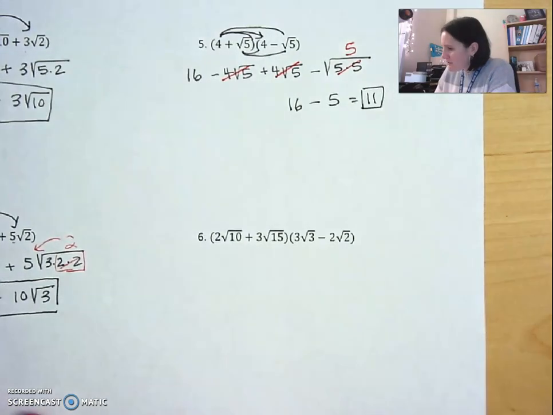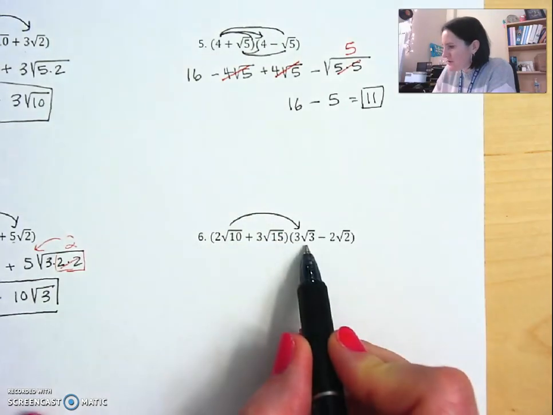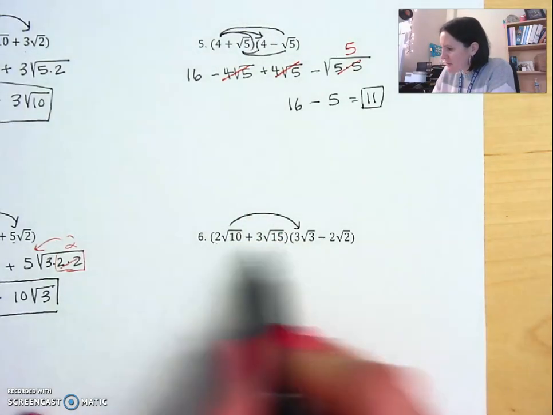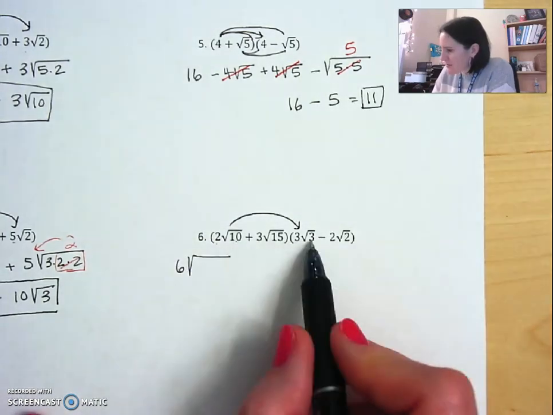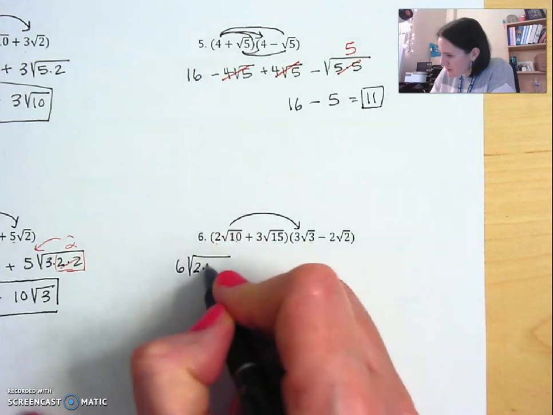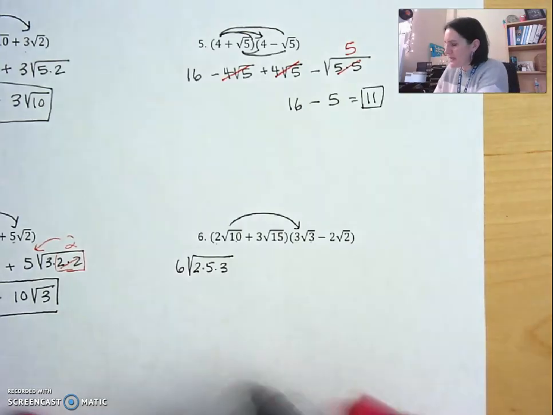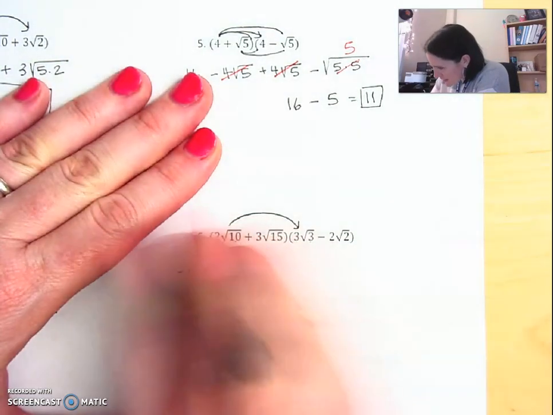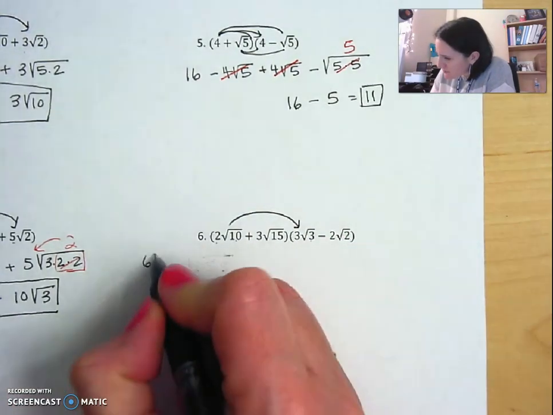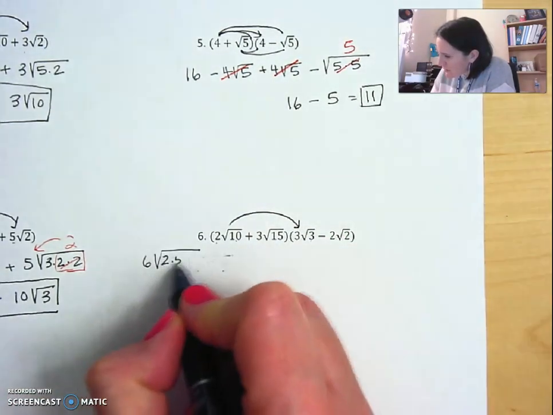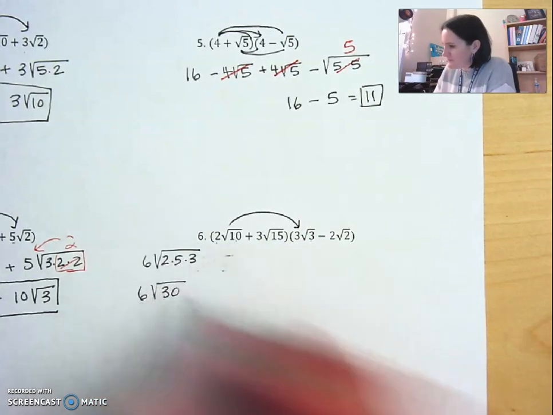And then for this last problem, distribute 2 square roots of 10 to 3 square roots of 3. The outsides are 2 times 3, which is 6. And the insides are 10 times 3. So 10 is 2 times 5, and then times that 3. There's no pairs in there, so we're just going to multiply all those back together. 2 times 5 times 3. So that rewrites as 6 square roots of 30.